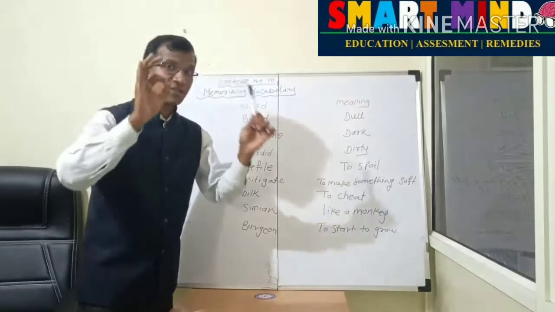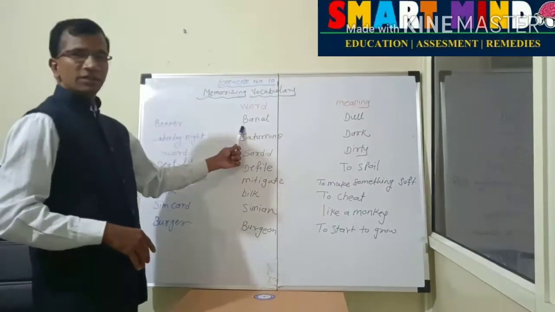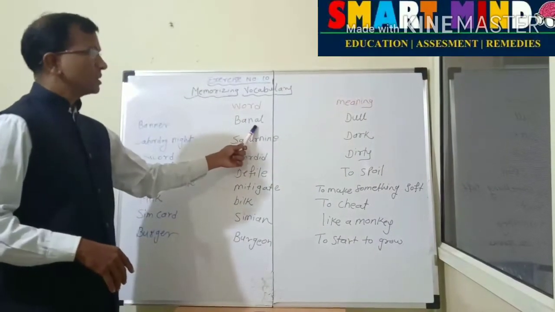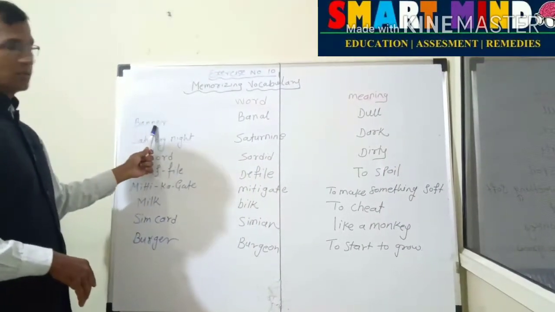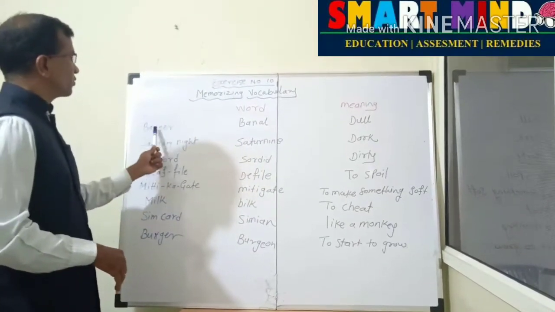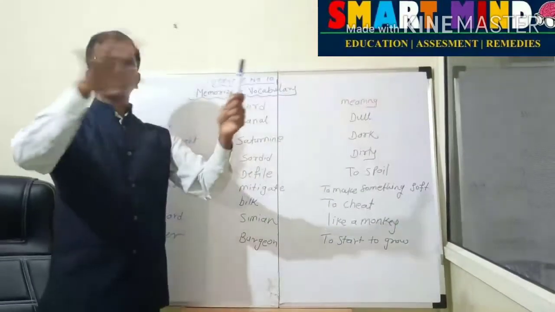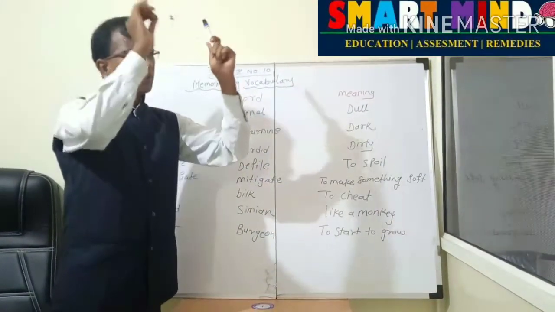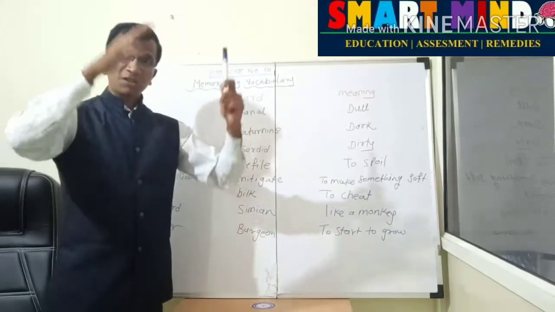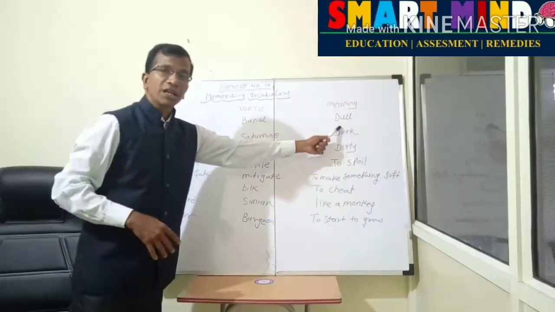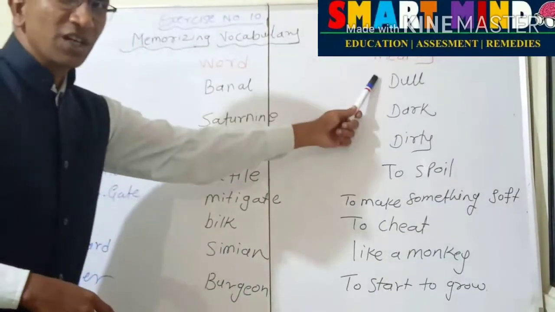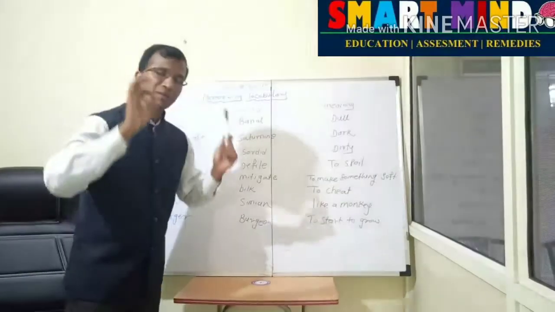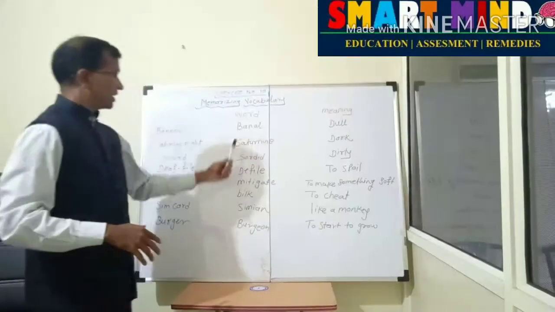Think and concentrate 100%. First word, banal. What is the meaning of this? Dull. On the basis of banal, we created the word banner, and you have to link it with dull. As you open the door, the rainy season is going on, and you see the banner has faded in color because of the sunshine and heavy rain. It becomes very dull. So the banner becomes dull, and that banner brings you to the word banal. Like this you have to memorize and recall the words.